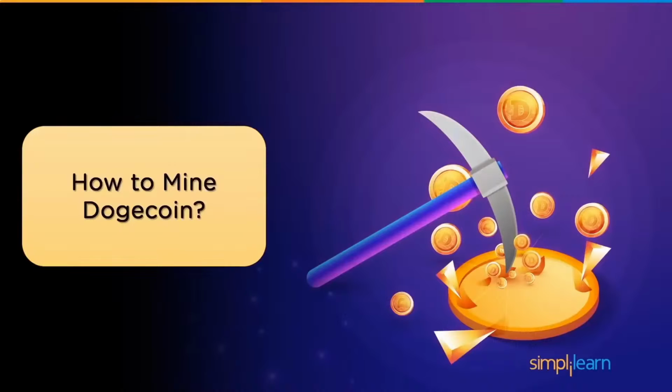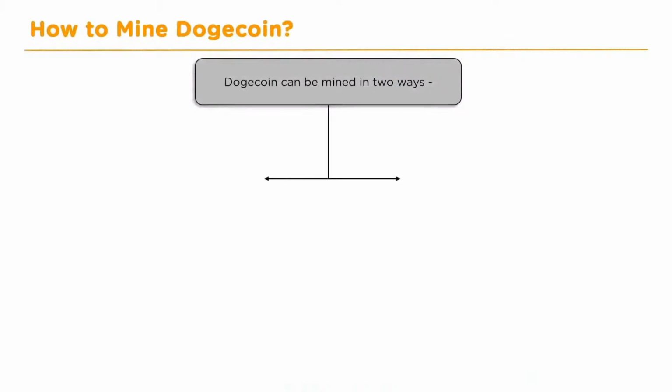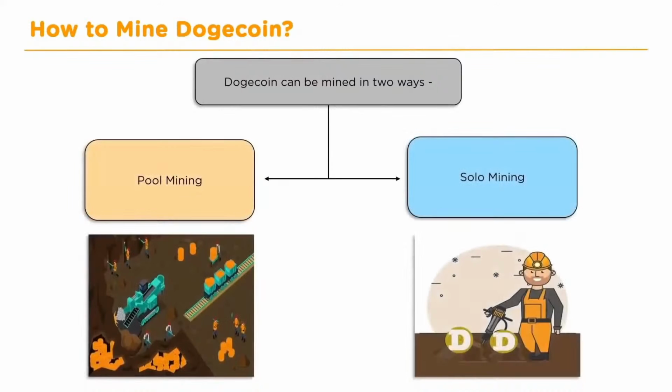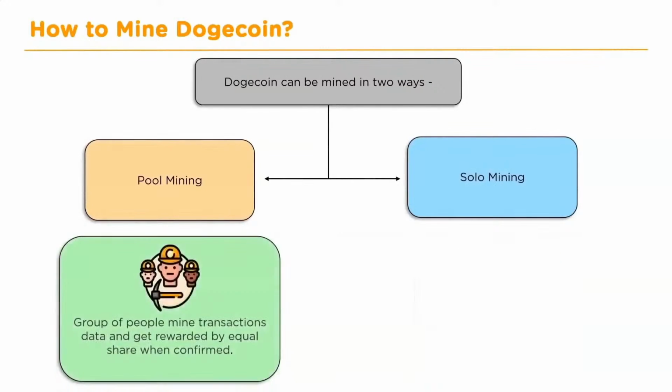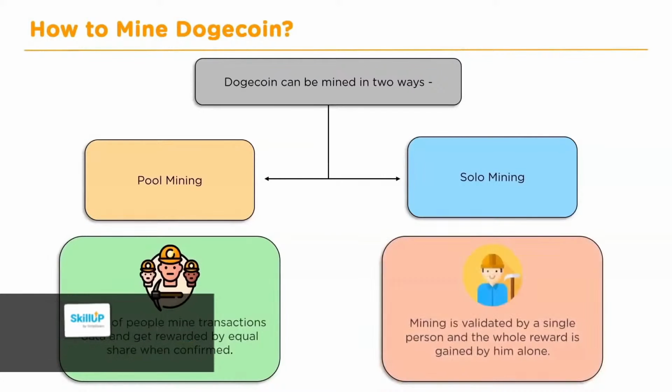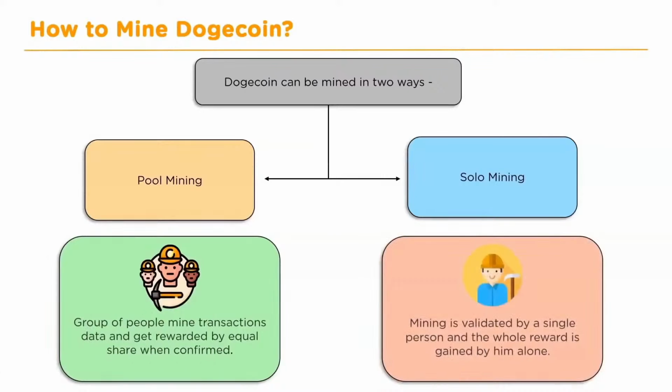Moving on, finally, we have reached the most crucial point of this video. Now we will have a look at how to mine Dogecoin. Dogecoin can be mined in two ways. The first one, Dogecoin pool mining, and the second is solo mining. A Dogecoin pool is a group of people who share their computing power to mine Dogecoin transaction data and get rewarded by equal share after confirming the transaction. Solo mining is when only one person does all the work of mining and confirming transactions. The reward is awarded only to that person after confirming the transaction.